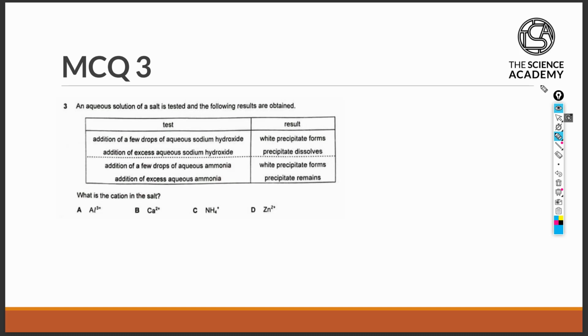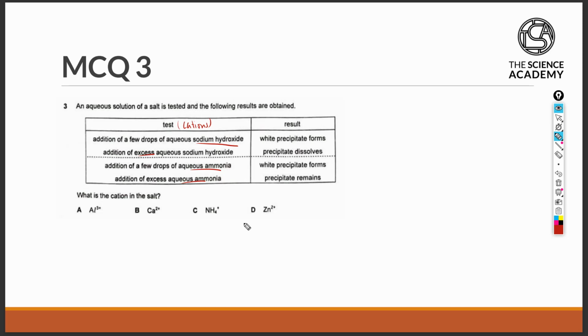Question 3. An aqueous solution of a salt is tested and the following results are obtained. The first test is adding a few drops of aqueous sodium hydroxide and then excess of it. And the second test is using aqueous ammonia, same thing. The test of using aqueous sodium hydroxide and aqueous ammonia is the test for cations.